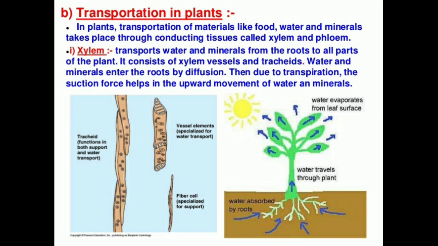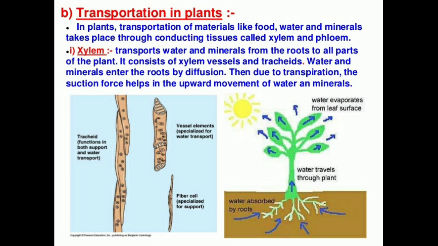In order to transport these materials, plants have two types of conducting tissues. They are called xylem and phloem. Xylem tissues carry water and minerals, whereas phloem tissues carry the food prepared by the plants. The water and minerals dissolved will move from the roots of the plant to its leaves through the two kinds of elements of xylem tissue called xylem vessels and tracheids. The water and minerals enter the roots by diffusion.